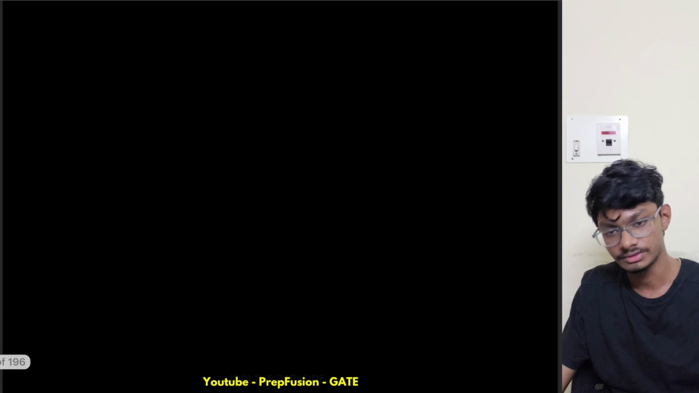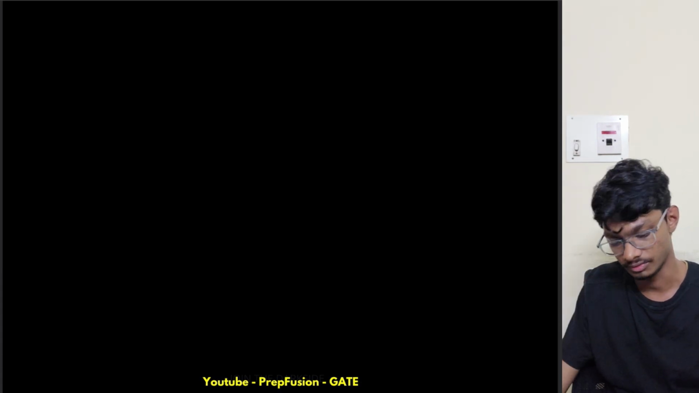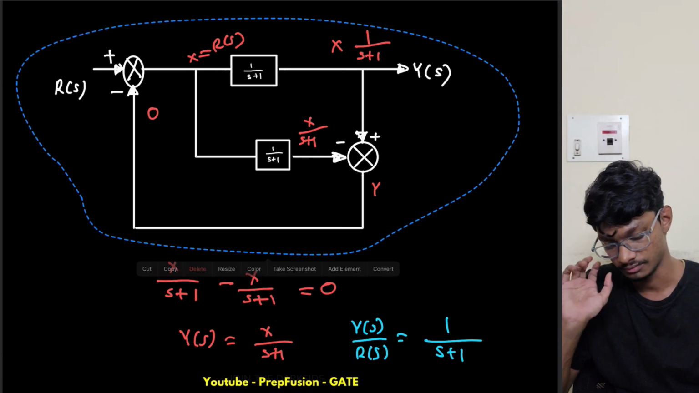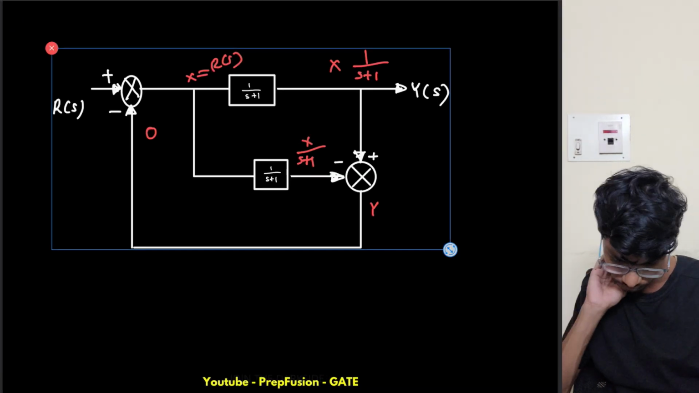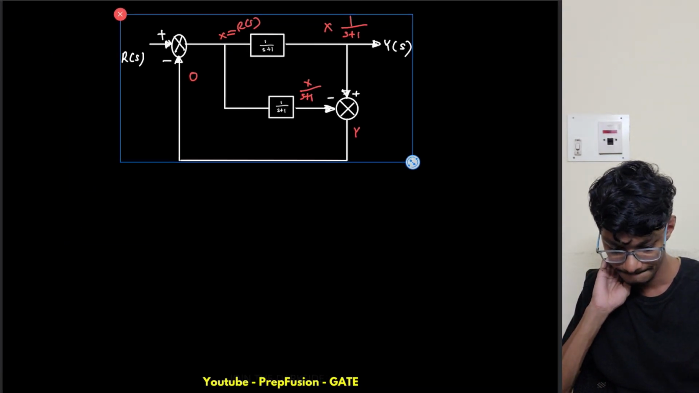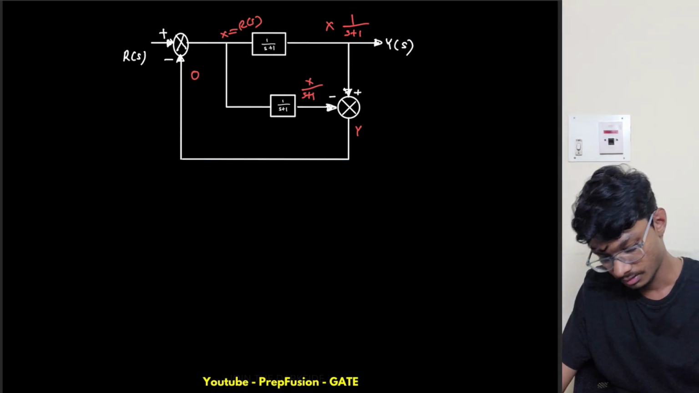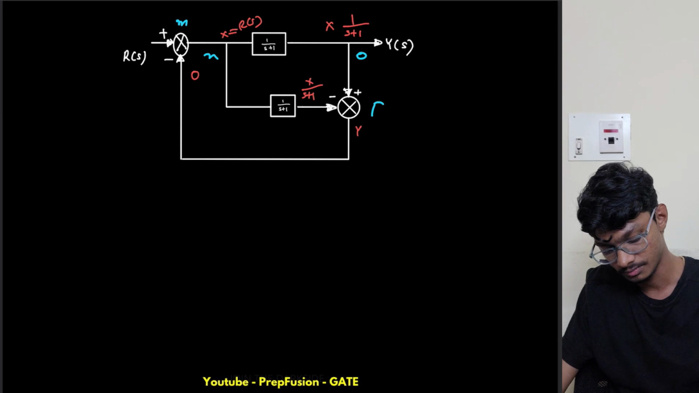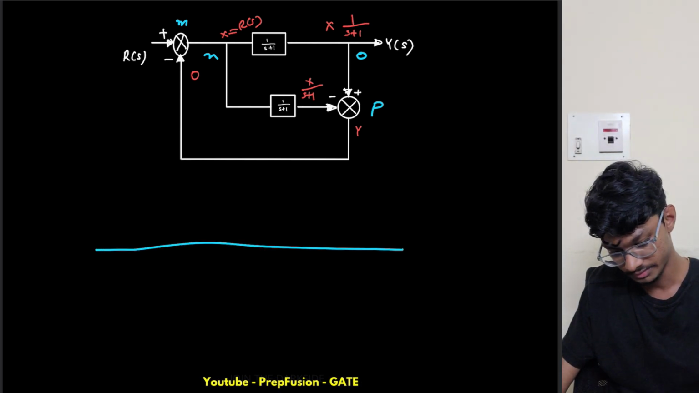Now if I solve it with SFG, this will go a bit lengthier than is really required. So first I have to draw the SFG. I will name the nodes: name this as M, this as N, this as O, and this as P. Naming the nodes like this. Now drawing the SFG.